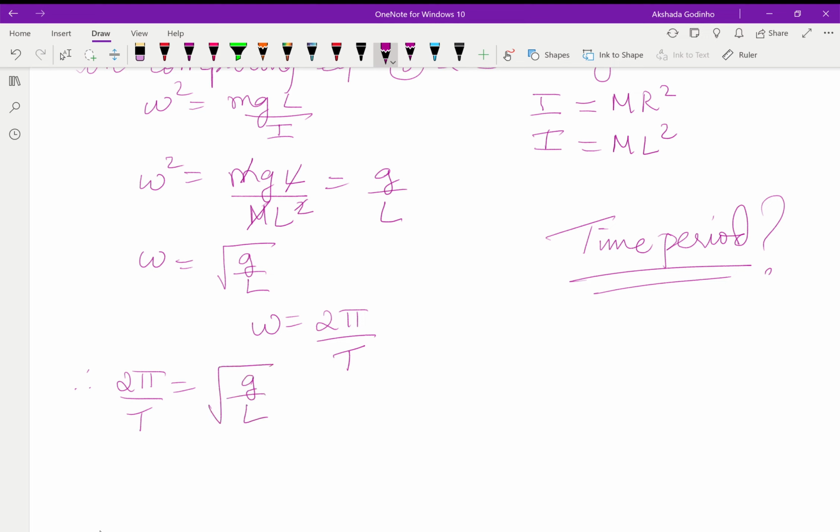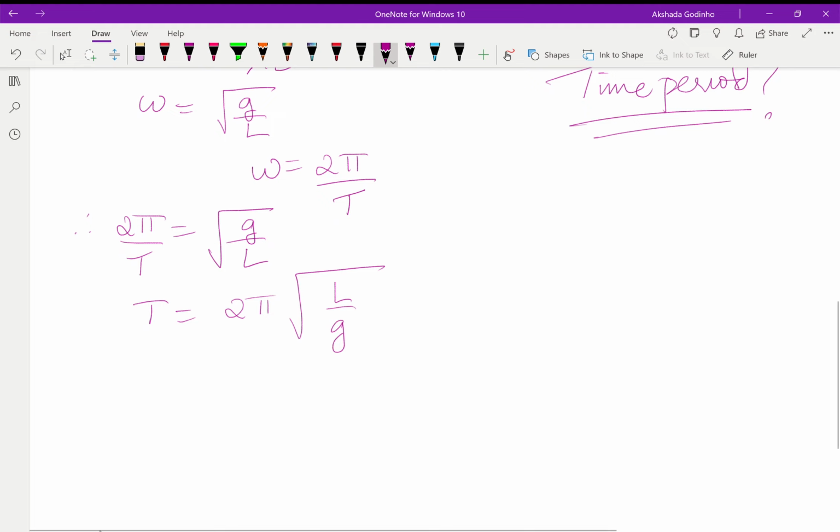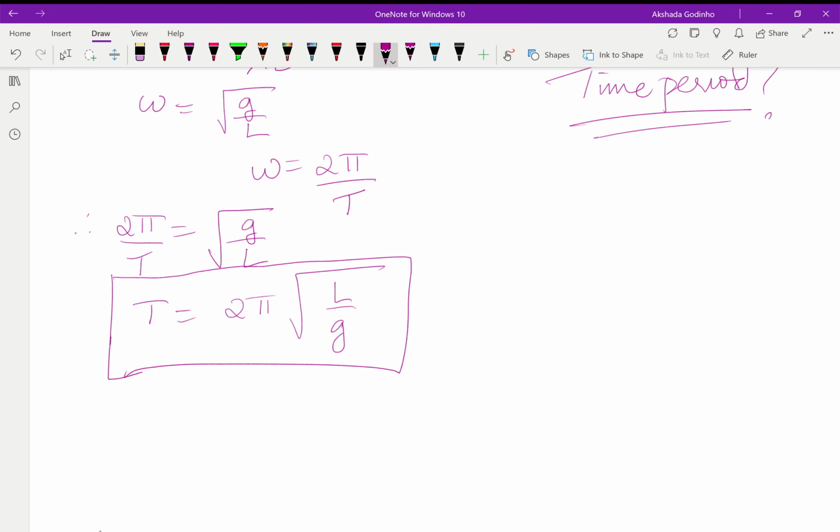Now take the T on top. 2 pi will remain as it is. Root will become L by g. And this is your final equation. This, my dear students, is what you have to achieve. This is the time period of a pendulum. And if you have done your practicals, then you know this is the same formula you use in your lab.